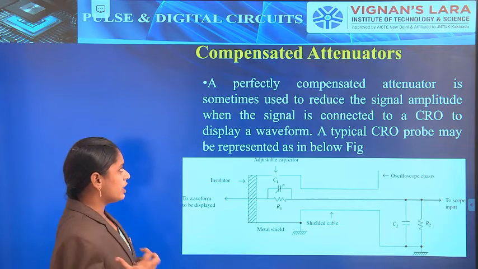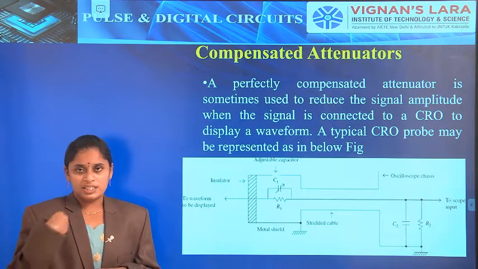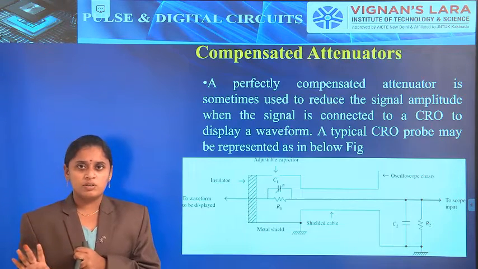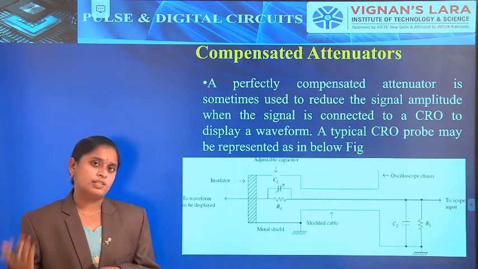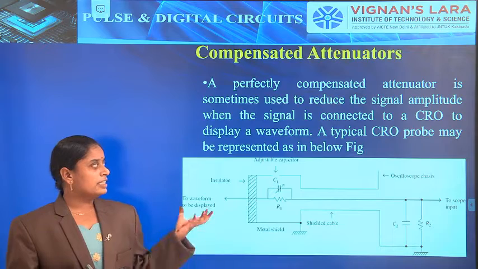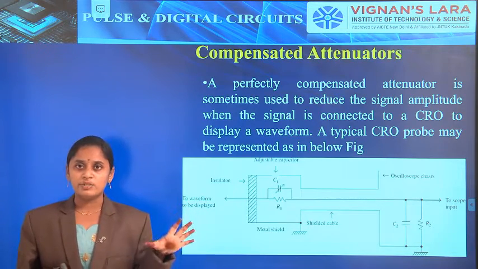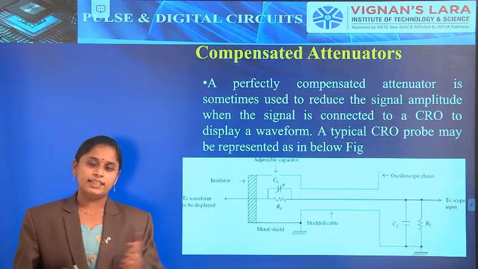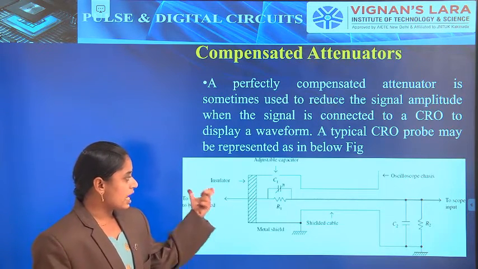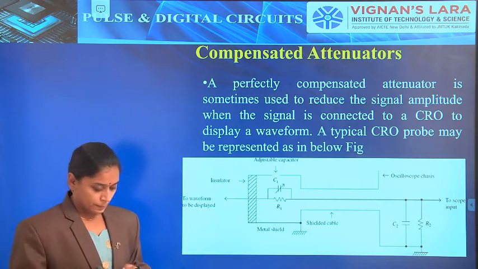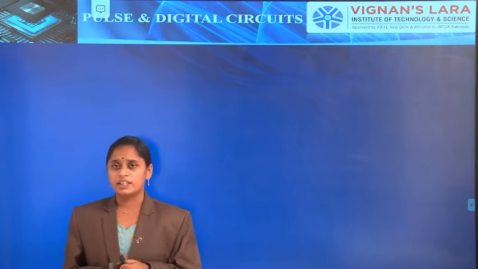Where can it be used? Say the CRO level may be 50 volts, but I want to display a signal of more than 550 volts. Initially the CRO itself contains an attenuator which reduces the signal strength so that it can be displayed on the CRO. So simply it is a CRO application. This is about the compensated and uncompensated attenuator.